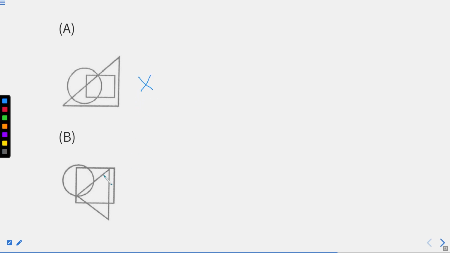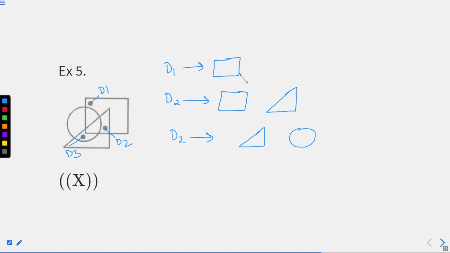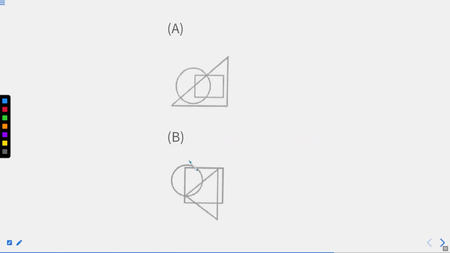Similarly, if we look at option B, we can put a dot here which is completely lying in square, right? And the second thing we need is a square and a triangle. This is also satisfying the situation. The third we need is a triangle and a circle. This is not satisfying, right? So option B is also not your answer. So again check a square, a triangle and a circle, right?